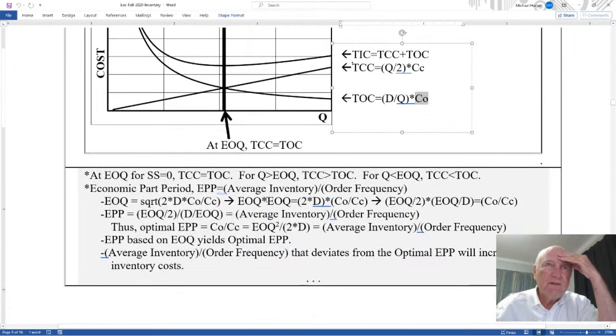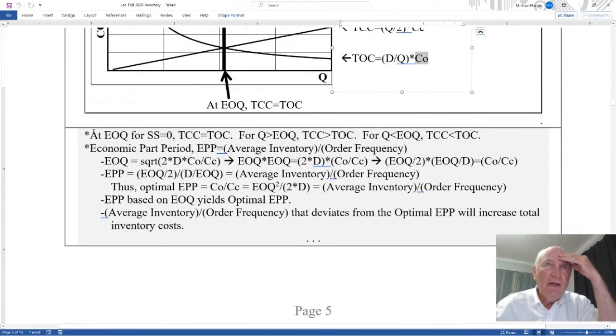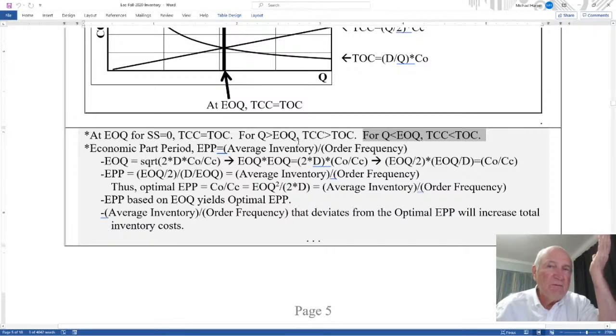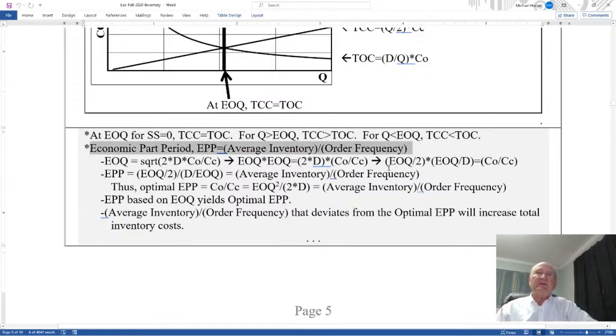Okay. Here are the takeaways. At EOQ, for zero safety stock, the ordering and carrying costs are the same. If Q is more than EOQ, the carrying cost is more than the ordering cost. If Q is less than EOQ, the ordering cost is more than the carrying cost. Remember that. That's going to be important. The economic part period. Here's where we can define the EPP. We'll see that below. Here's a good time to introduce it.